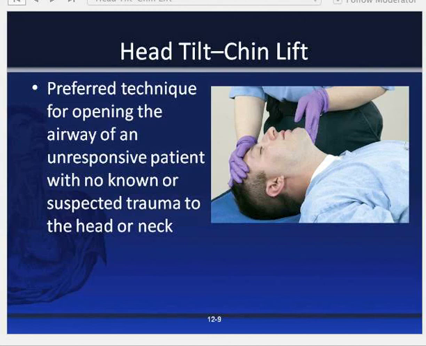Make sure the patient's mouth is open. If the patient is wearing dentures and they fit well, leave them in place. If the dentures are loose or do not fit well, remove them. And look, listen, and feel for breathing.